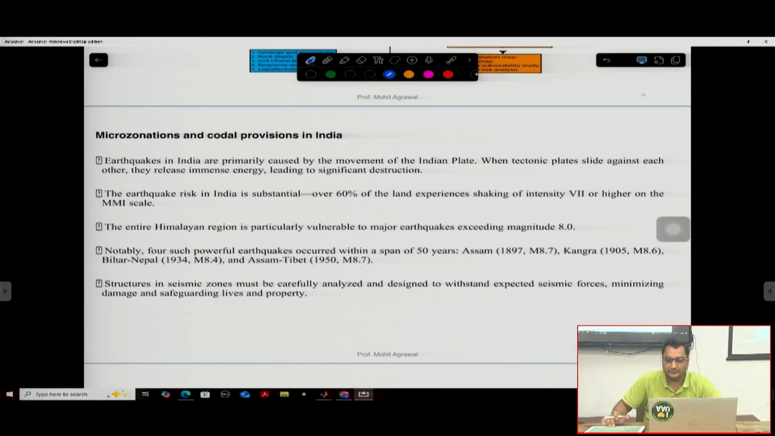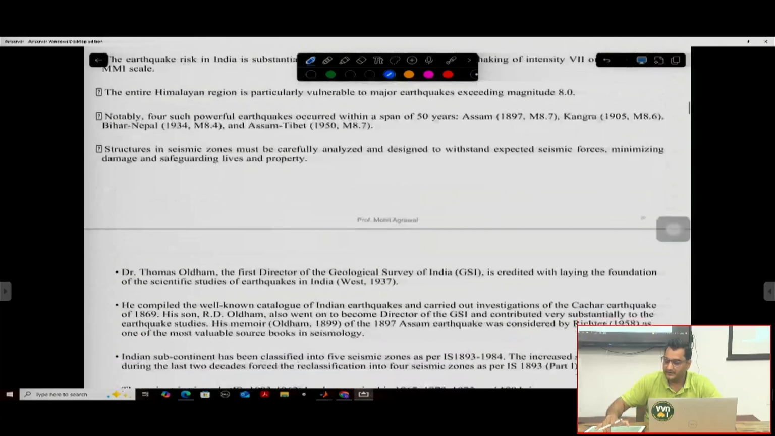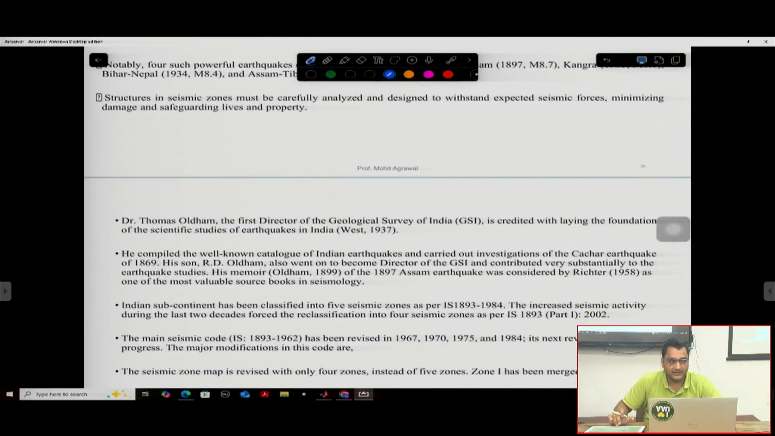These were the microzonation and the codal provisions in India. We did talk about, and we discussed that 59% of the total land mass of India is considered to be prone to very large earthquakes.